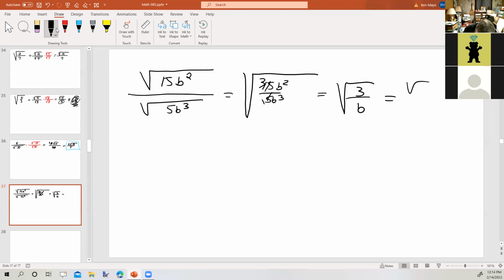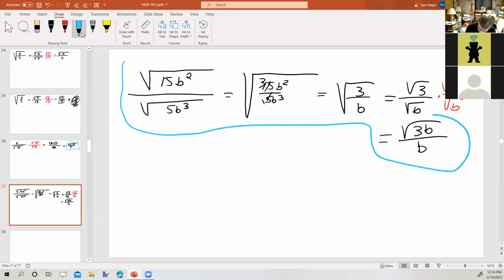So now we've got the square root of 3 over the square root of b. I'm going to multiply by the square root of b over the square root of b, which is going to give me the square root of 3b over b. Now that's one way of doing this problem. And there's nothing wrong with that way. Let's take a look at another way of doing it.